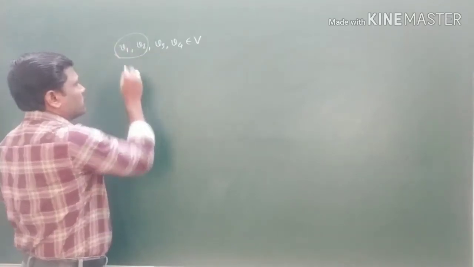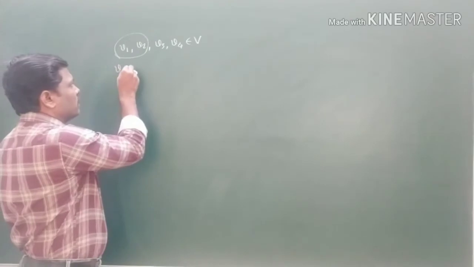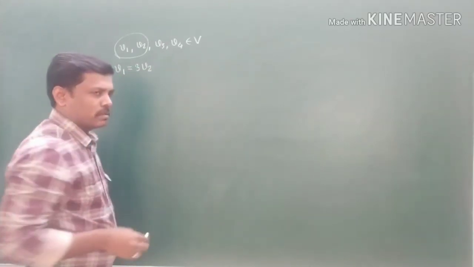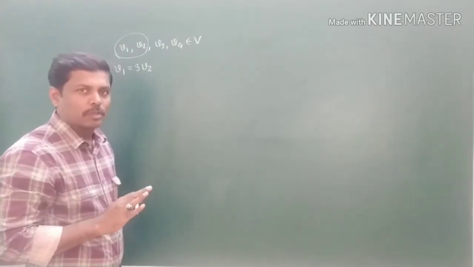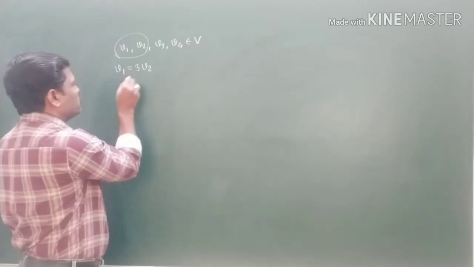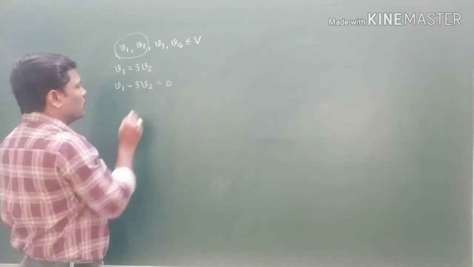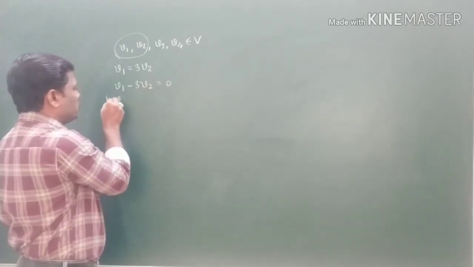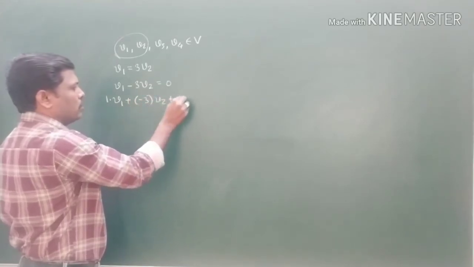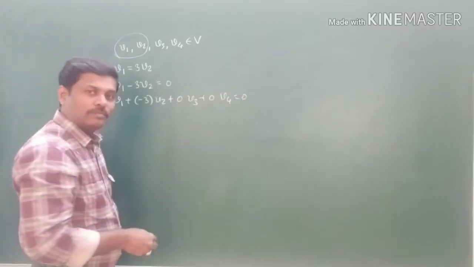The first 2 vectors are related to each other. That means the first vector is 3 times V2, and the third and fourth vectors are not related to each other. So using simple algebra, we can write this equation as V1 minus 3V2 is equal to 0. Now I will write this as 1 into V1 plus minus 3 into V2 plus 0 into V3 plus 0 into V4 is equal to 0.